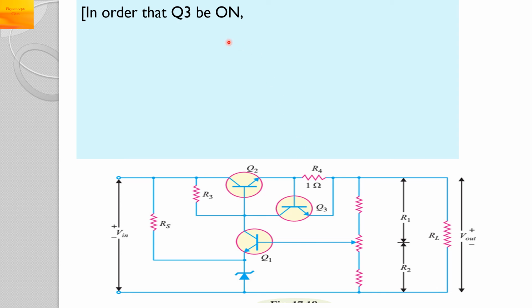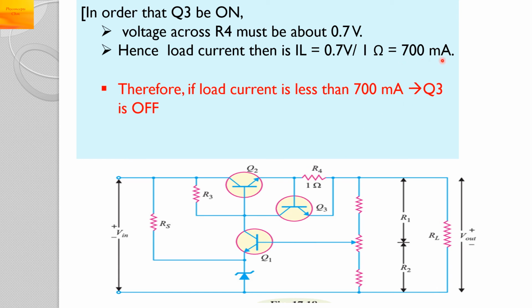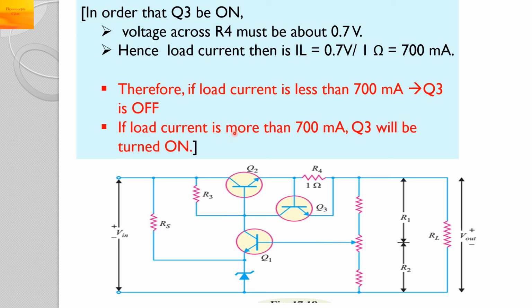In order for the transistor Q3 to be on, the voltage across R4 should be at least 0.7 volts. Hence, the load current we can calculate as IL equal to 0.7 volts upon the resistance of R4, that is 1 ohm. We get 700 milliamperes. Therefore, if the load current is less than 700 milliamperes, Q3 will be off. It will remain off. If the load current exceeds 700 milliamperes, then Q3 will be turned on.